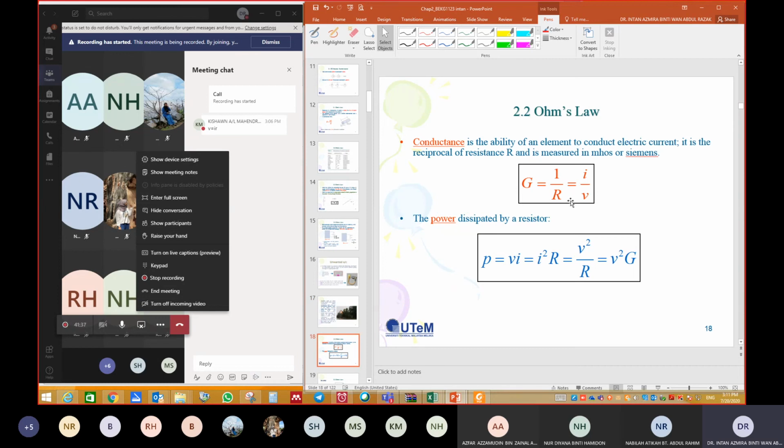Ohm's law is V equal to IR, but conductance is the reciprocal of R. So instead of R equal to V over I, now G is equal to I over V. Conductance is represented by G.